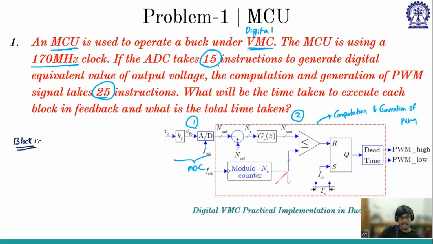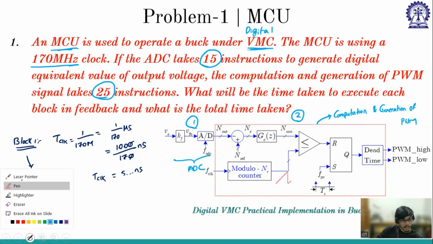Each instruction will take one clock cycle. So if we consider it in such a way, we have T clock is 1 by 170 megahertz, or 1 by 170 microsecond, or 1000 by 170 nanosecond. So 100 by 17, it is around 5 point something nanosecond. Now block 1 will take how much time? T clock. It will take 15 into T clock, isn't it?